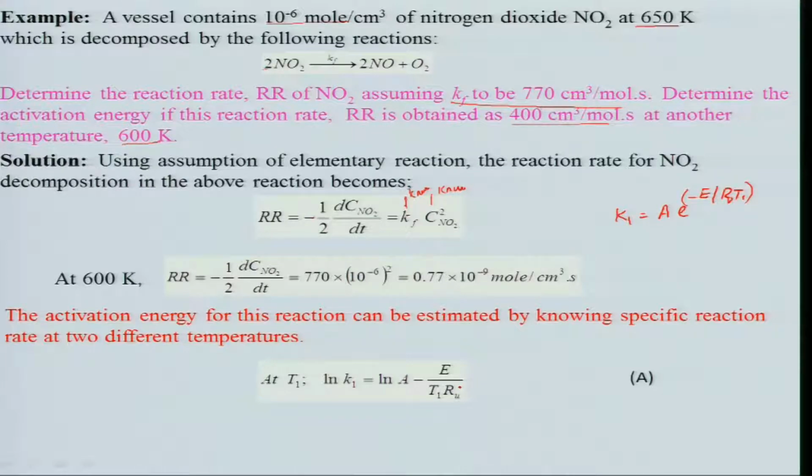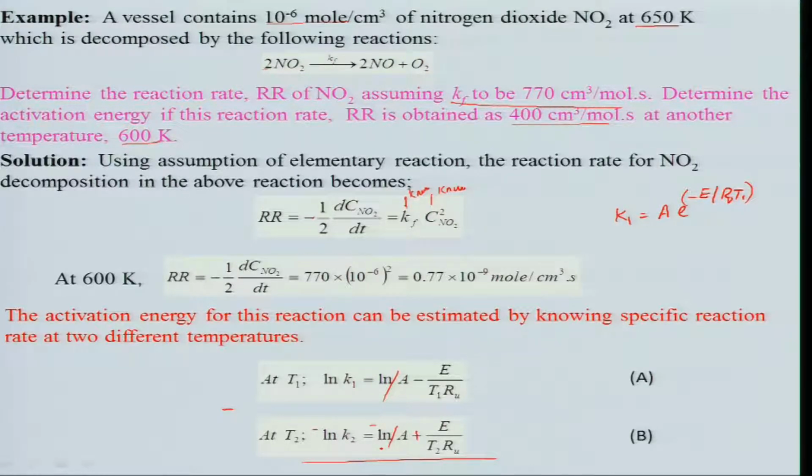Similarly, I will do this at the temperature T2, that is ln K2 is equal to ln A minus E divided by R_u T2. R_u is the universal gas constant, right. What I will do is subtract equation B from equation A. If I just say this is minus and it cancels out, what will happen? This becomes minus, this becomes minus, this becomes plus. So, this will cancel out, right.